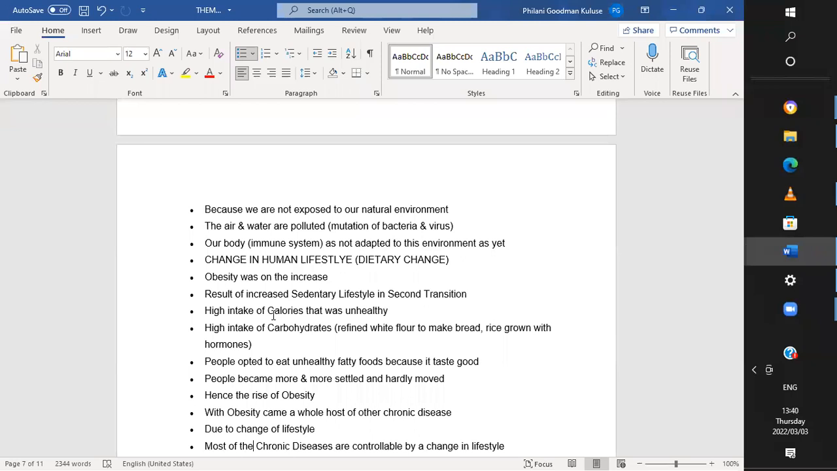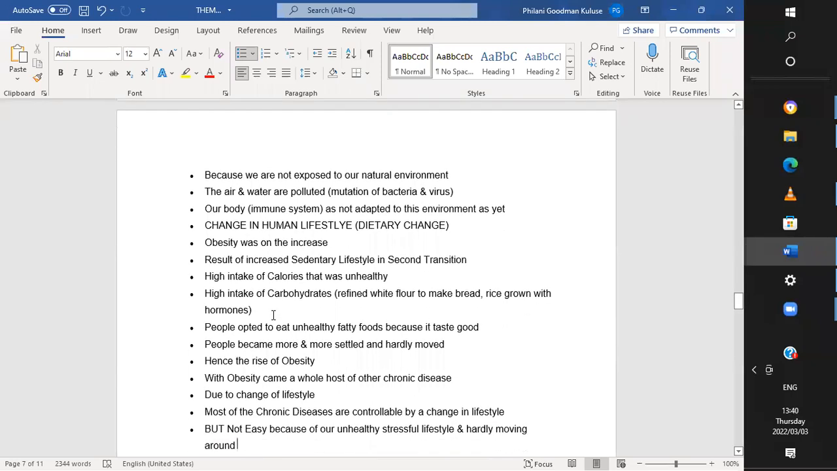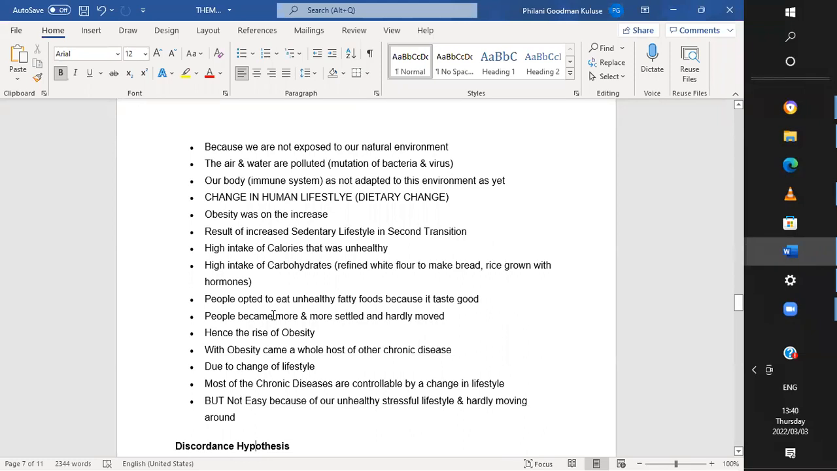But looking at the adaptation elements, we can see that it's indeed a problem. It is an issue because it introduces people to obesity, and chronic diseases start to emerge: heart conditions, which are a problem, and diabetes, which is a problem. Most chronic diseases are controllable by a change in lifestyle. Changes in lifestyle mean you eat healthier food, less fatty food, fewer takeaways, and more vegetables.